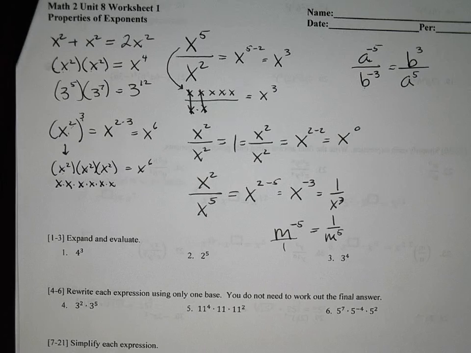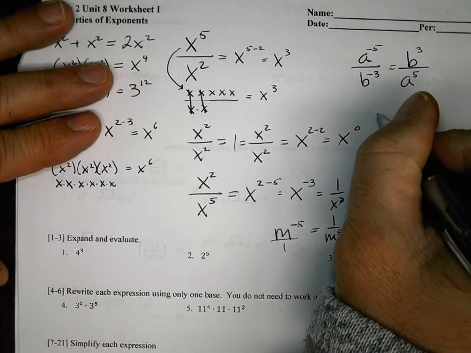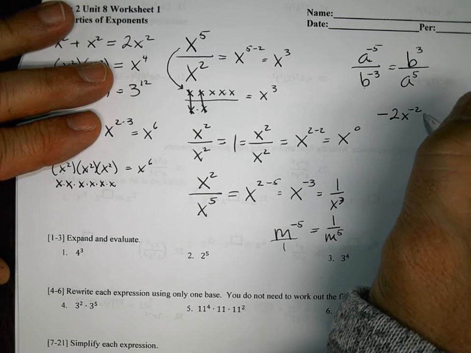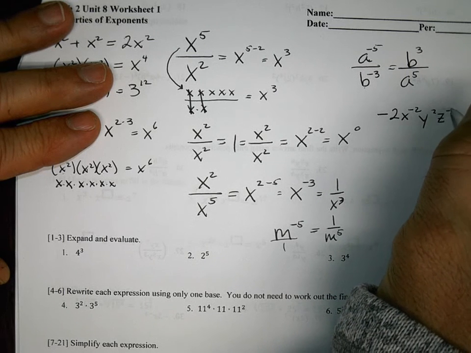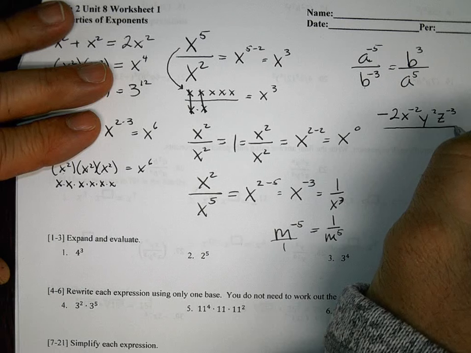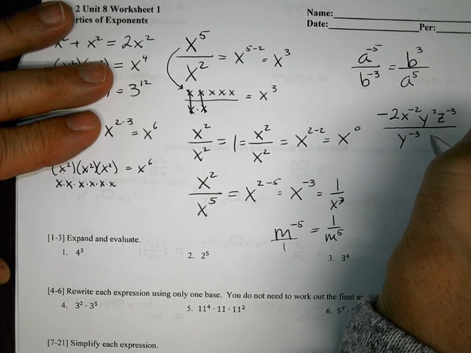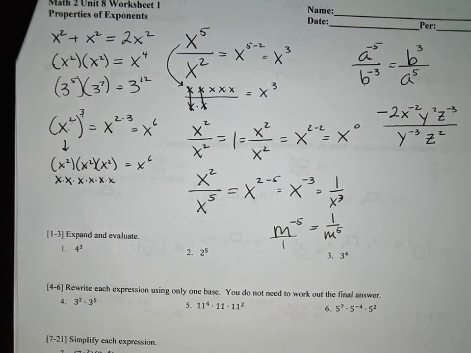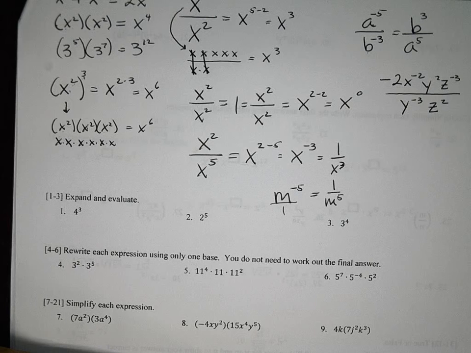So let me give you one that's a little more challenging. Let's say we have negative 2, x to the negative 2, y squared, z to the negative 3, all over y to the negative 3, z squared. Okay, so you guys try and simplify that. And if you can do that, you probably have negative exponents down well enough to move on.